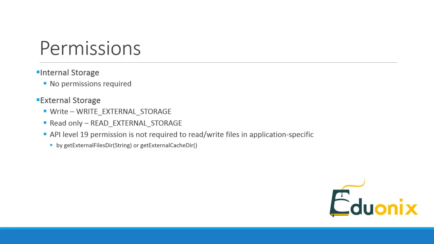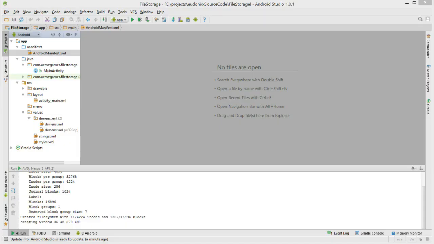In the case of read-only access, the permission read external storage can be added to the Android manifest. Starting at API level 19, these permissions are not required to read or write files in your application-specific directories that are returned by calls to the methods getExternalFilesDir and getExternalCacheDir. In this demo application, we will allow the user to create files within the application private file storage. First, let's take a look at the Android manifest for this application.